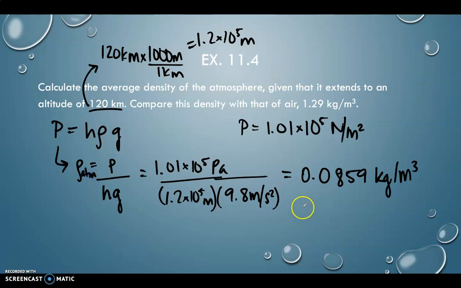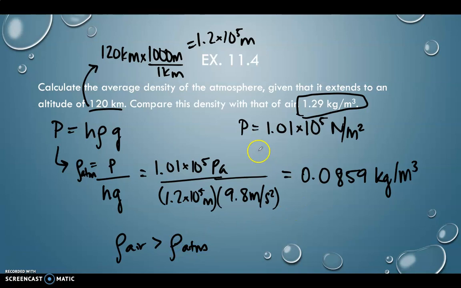And if we want to compare that with the density of just air, we can see that it's much less. So air is greater than density of the atmosphere. And that's most likely because air has different molecules in it, and the atmosphere gets thinner. So this is the idea that we're going after.